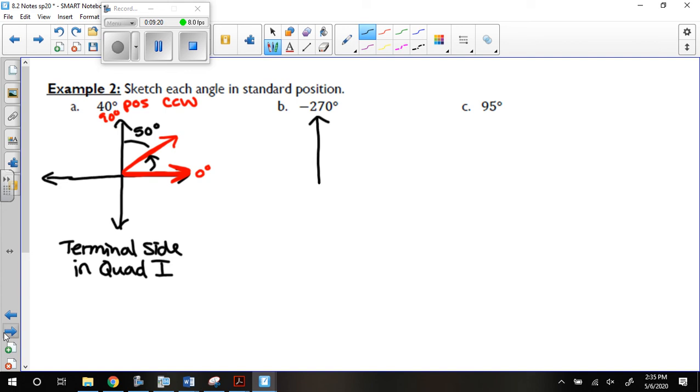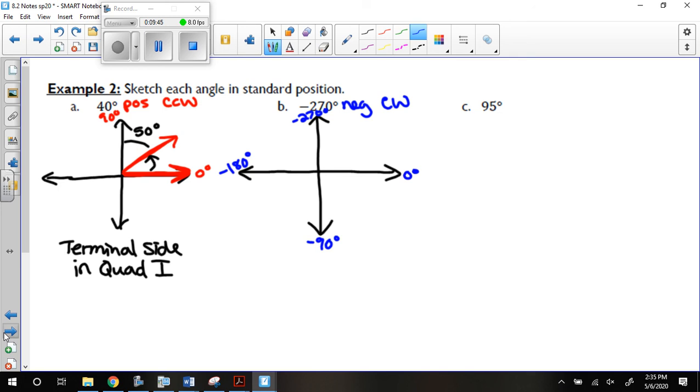All right, we're going to do the same thing. I'm going to draw positive X and Y axis. Our angle is negative this time, which means we're going to go clockwise. So we have 0 degrees here. If I'm going clockwise, negative 90 is down here, negative 180, negative 270. Hey, look, that's kind of what we want. And then all the way around would be negative 360.